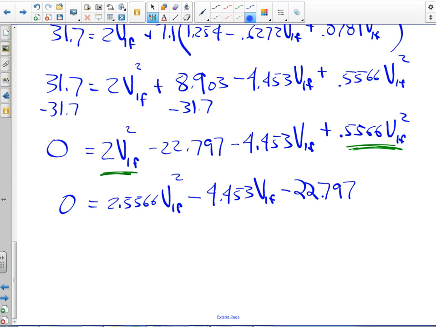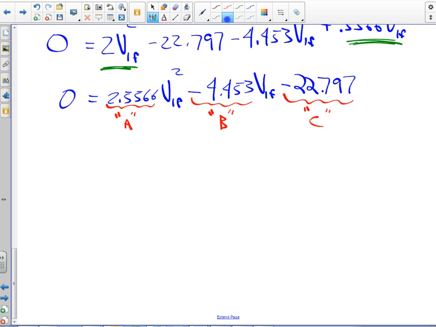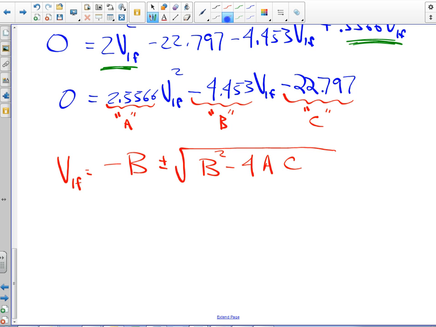And I now finally have the quadratic formula that we mentioned in class. This is my A coefficient. This is my B coefficient. And this is my constant, my C. The quadratic formula says V1 final is going to equal negative B plus or minus the square root of B squared minus 4 times A times C, all over the entire thing, not just the square root, 2 times A.